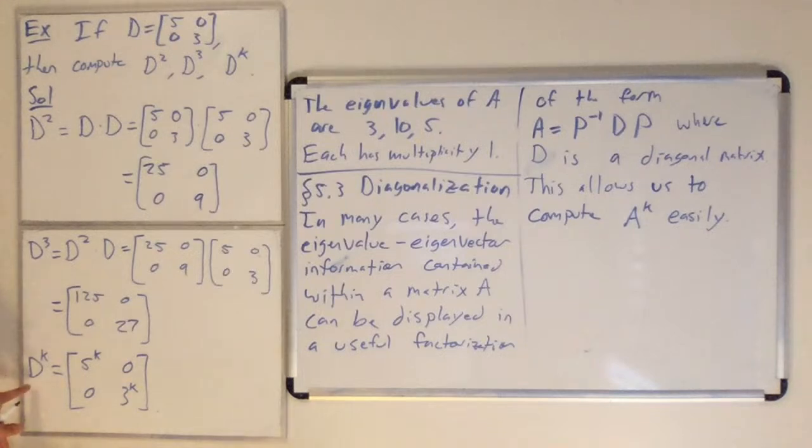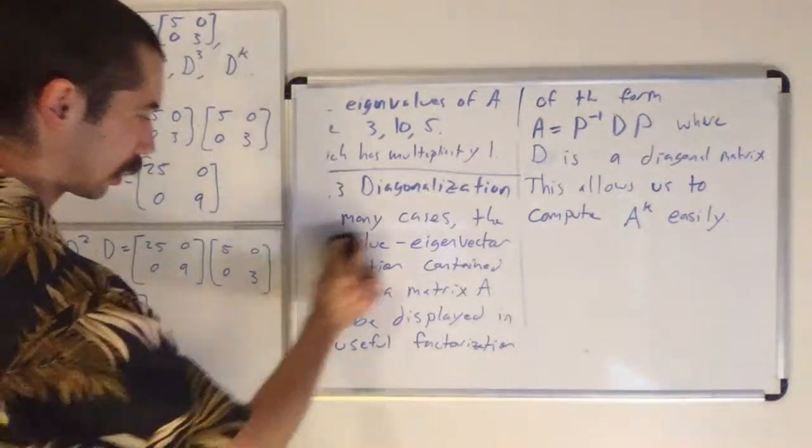Okay, and so this fact that it's really easy to raise diagonal matrices to high powers is going to come in handy. So let's look at another example.